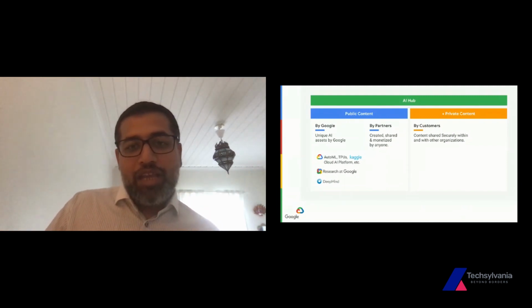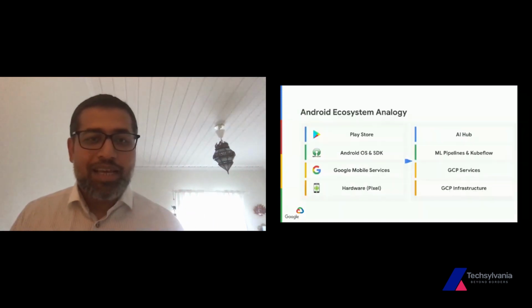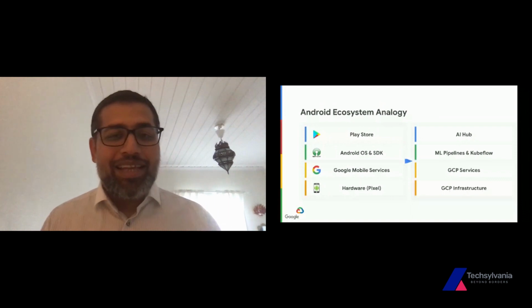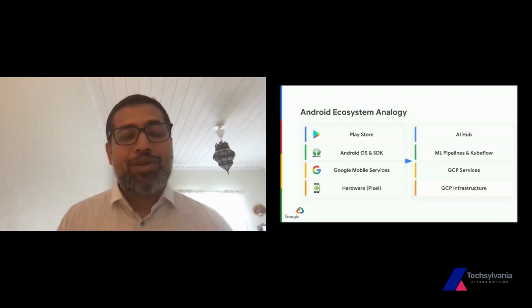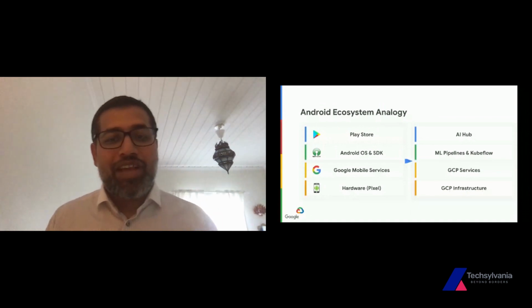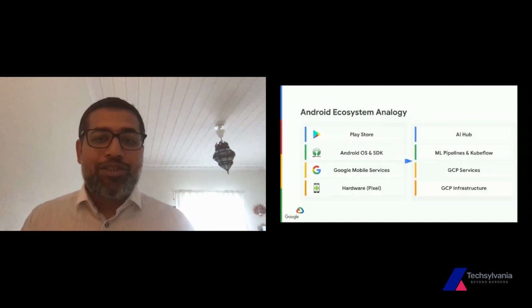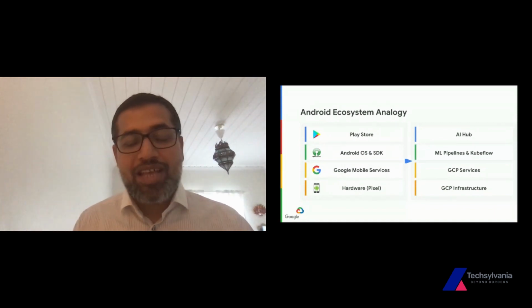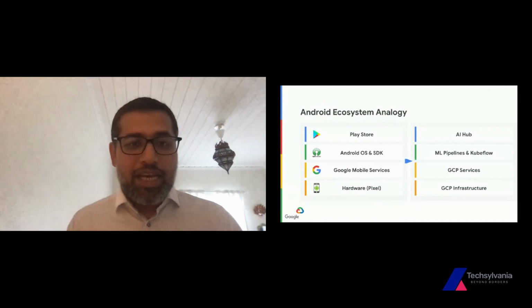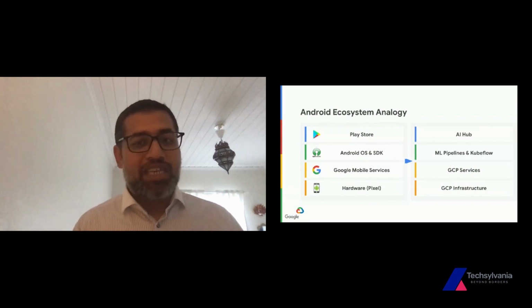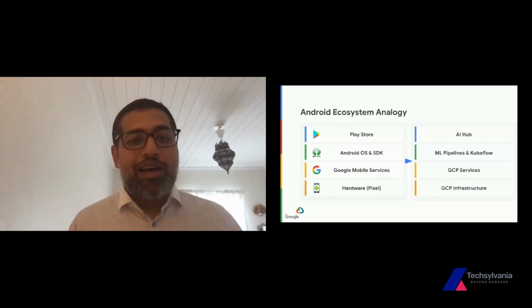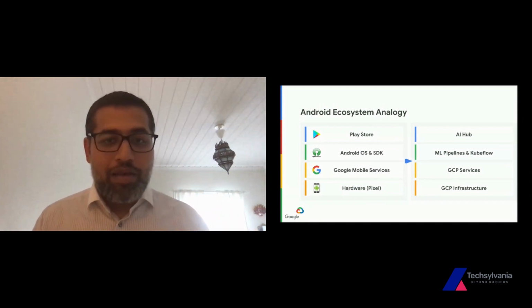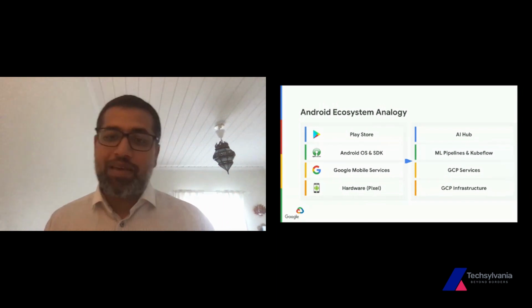If we try to draw parallels: the Android Play Store is like AI Hub for machine learning purposes, and the Android SDK and OS are like the open platform. Any vendor can essentially implement them and build their devices, and ML pipelines like Kubeflow are in the same vein. If Azure supports Kubeflow, then you can run your training jobs or prediction jobs from Azure or AWS. You can still do that, but you have to install those things yourself. There are Google Mobile Services for building your applications on Android, and there are GCP services to build your machine learning solutions. And from a hardware perspective, you can have everything on a Pixel phone or some other Android phone. In this case, we have GCP infrastructure.